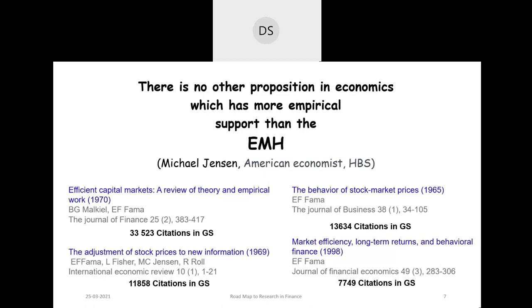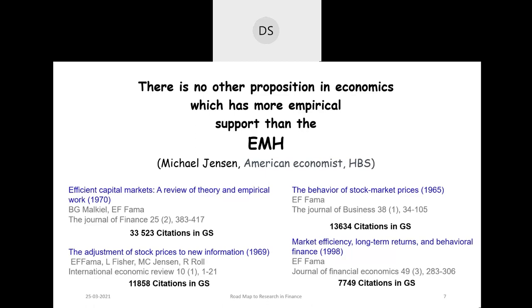This is a best example. Michael Jensen, an American economist at HBS, Harvard Business School, once opined, there is no other proposition in economics which has more empirical support than the efficient market hypothesis by Eugene Fama. So what does this convey? This is an opinion of a popular economist.